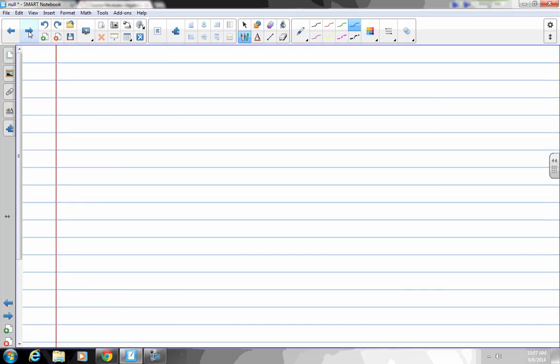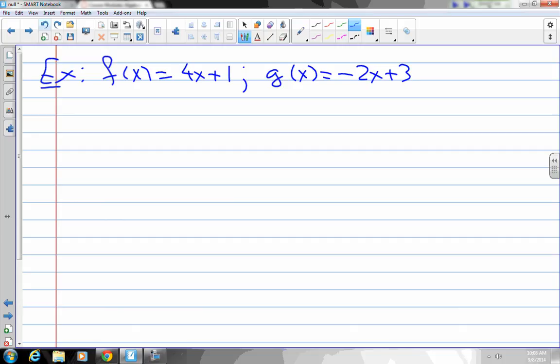So let me ask you this, then. Try it on your own. Let's not do squares. So f of x equals 4x plus 1, and g of x equals negative 2x plus 3.